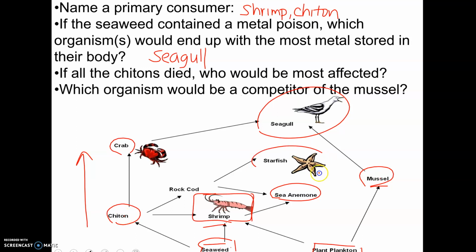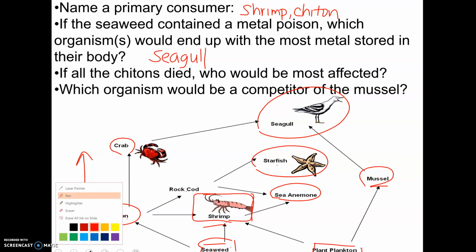Technically, I would agree that starfish might also be a good answer to this because the starfish is eating the rock cod, which eats the chitins, which eats the seaweed. But that's the important thing, is that you're picking a top consumer. If all the chitins died, who would be most affected? So what makes the most sense here, let me erase my work.